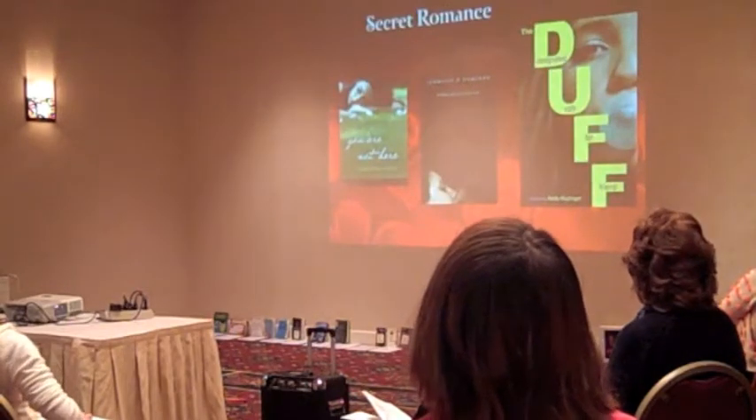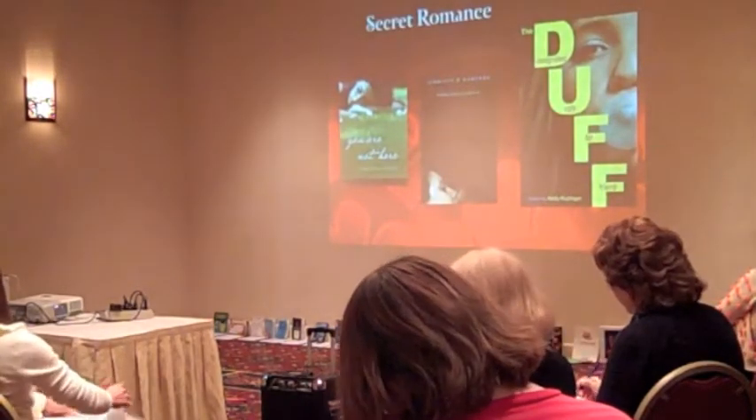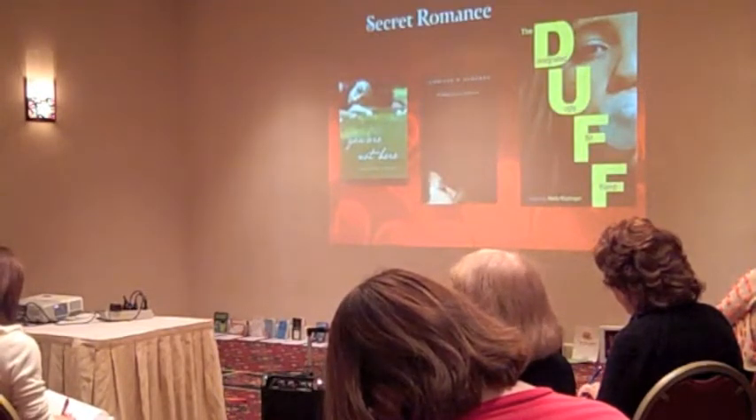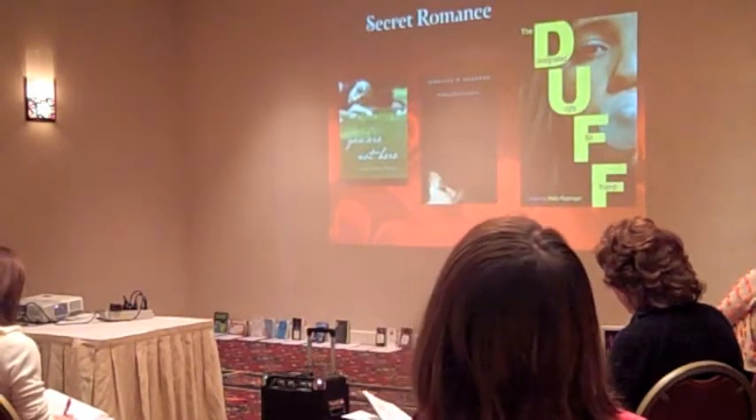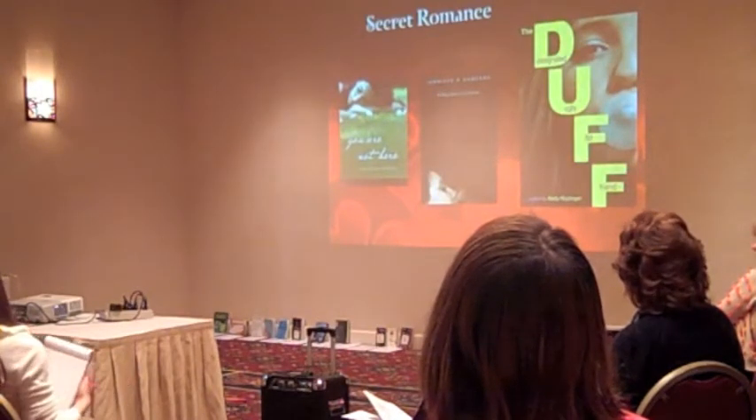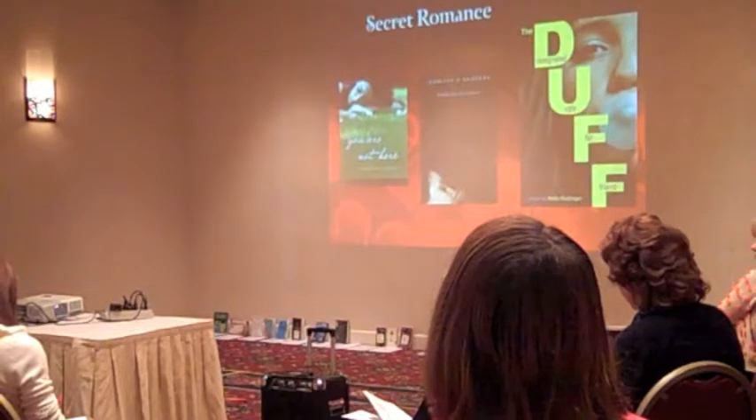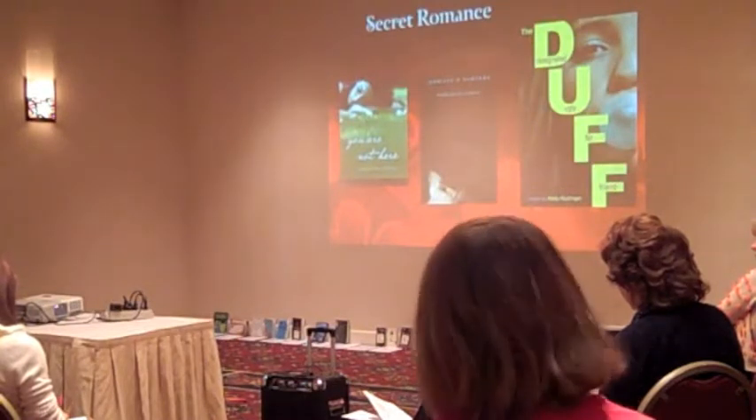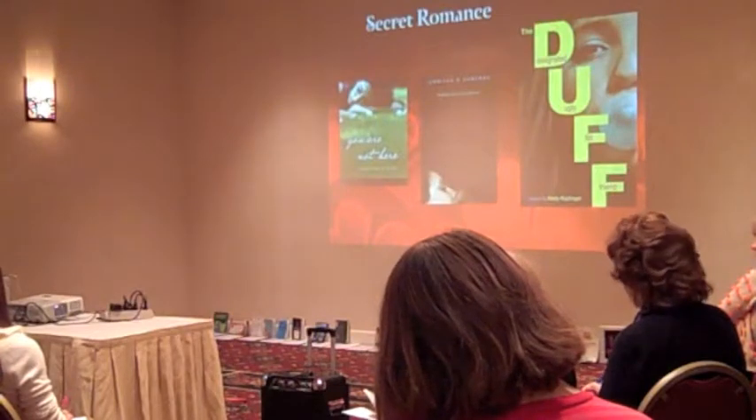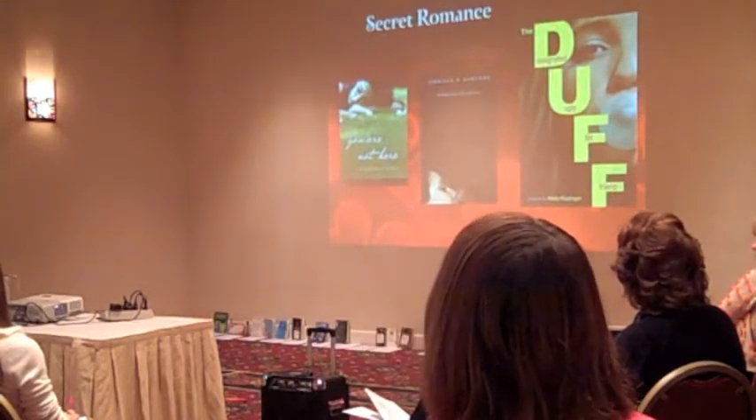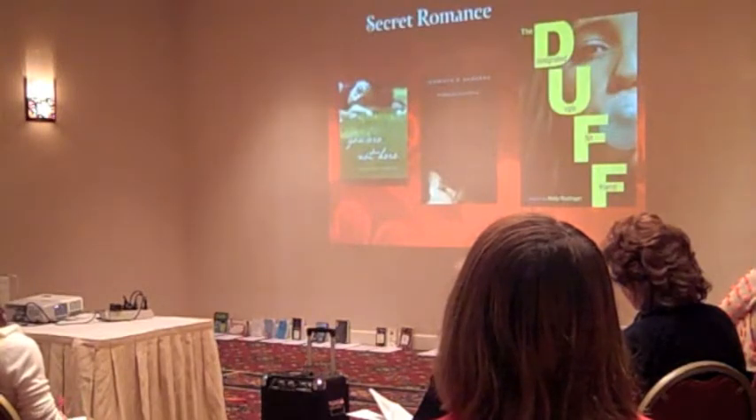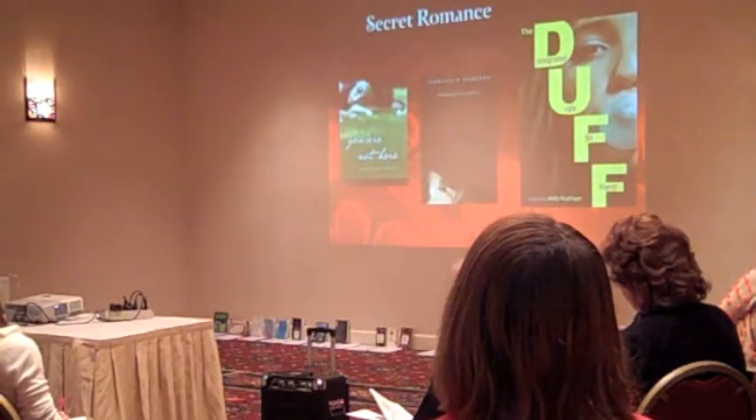Secret romance. This was another theme in last year's and the year before's Quick Picks. Designated Ugly Fat Friend is about a girl who's a little bit overweight, and it's always her best friend who gets the guy. Then she has a secret romance with a boy in her class who doesn't want anybody to know because she's not popular. But the secret romance is super sweet. It's a really sweet story.